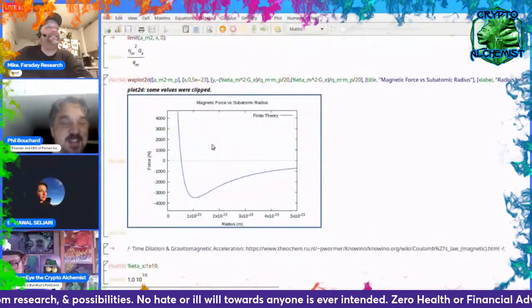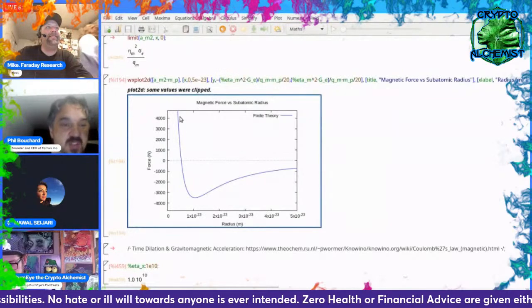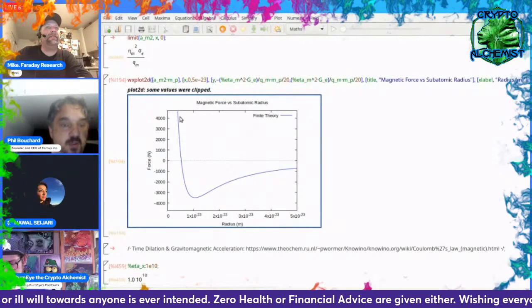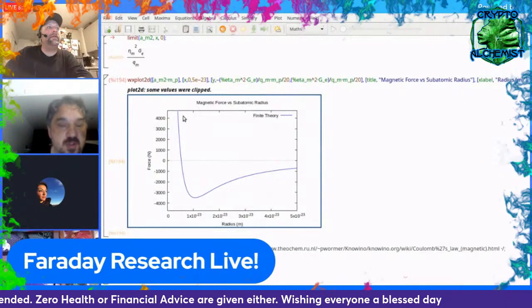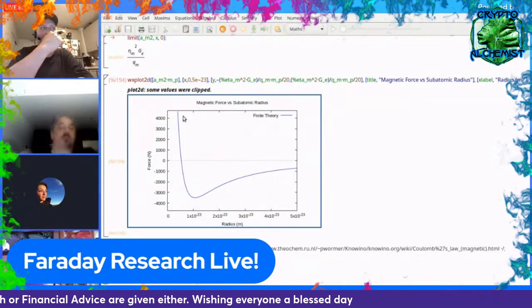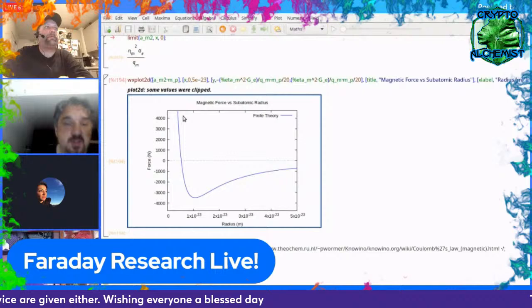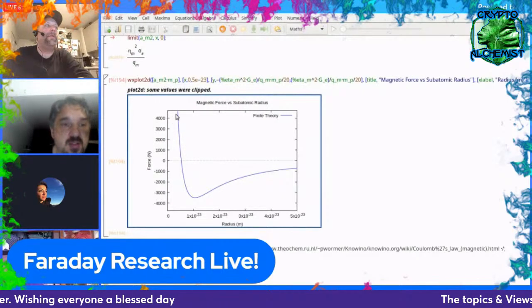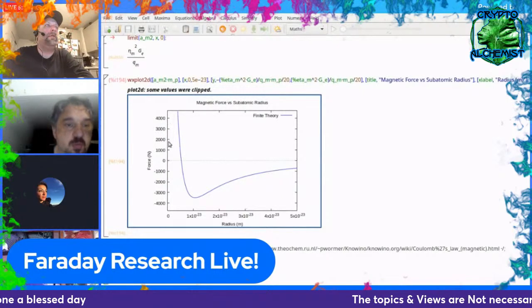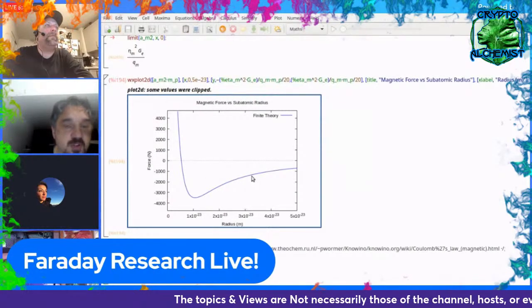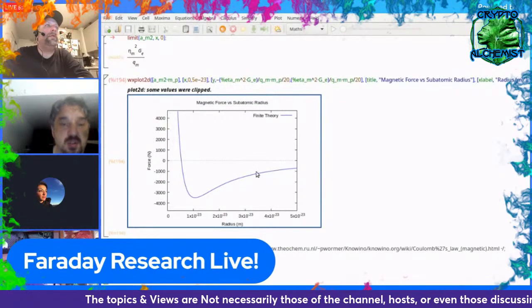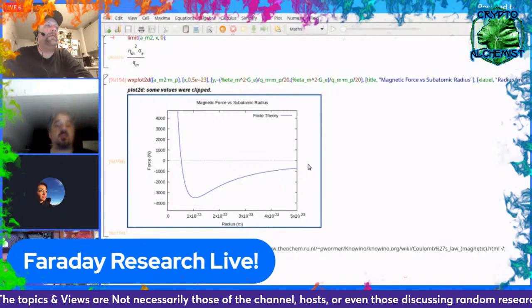And that's the resulting magnetic force versus the subatomic altitude, or the radius. And I get exactly the same slope. This would represent the strong nuclear force, here the weak nuclear force, and here the Newtonian gravitational acceleration.